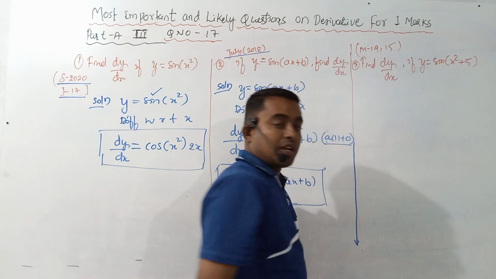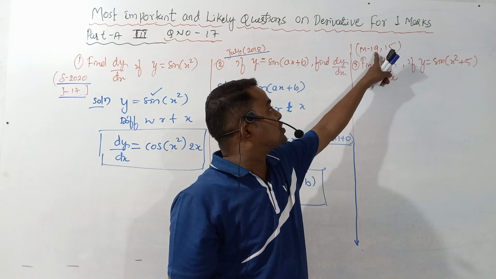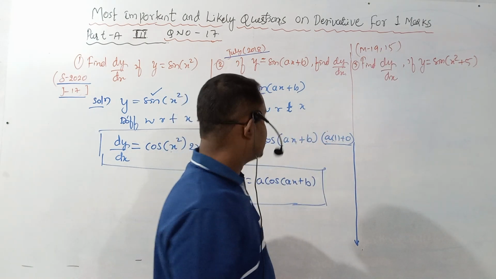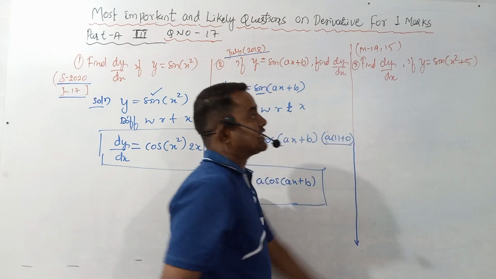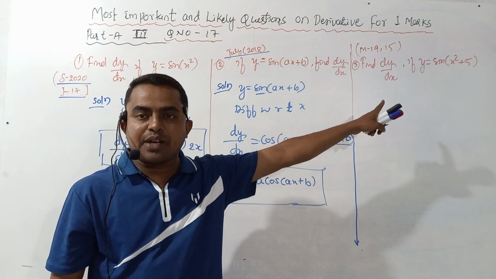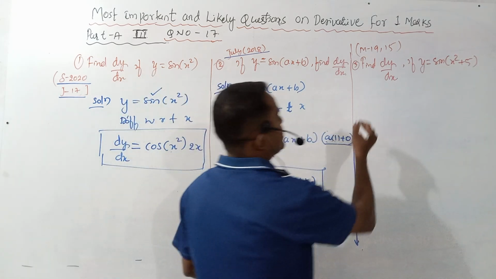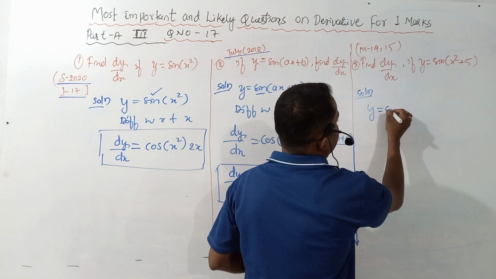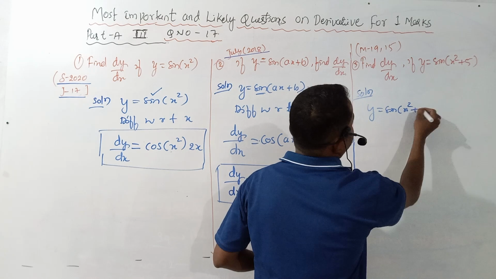See your third problem. This third problem has been asked in the year March 2019, and 15. Find dy by dx if y is equal to sin(x square plus 5). Write the solution. Write the given function first. Y is equal to sin(x square plus 5).